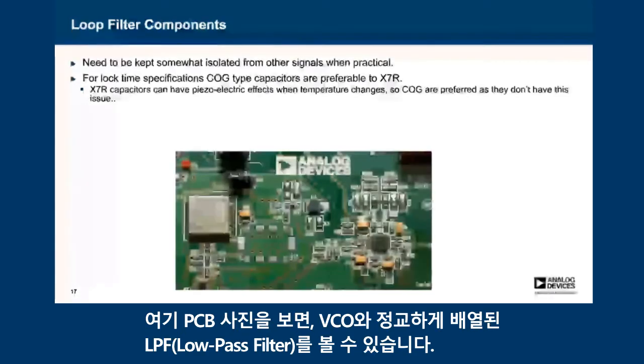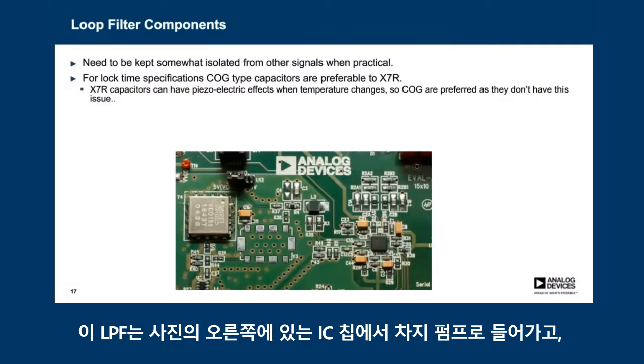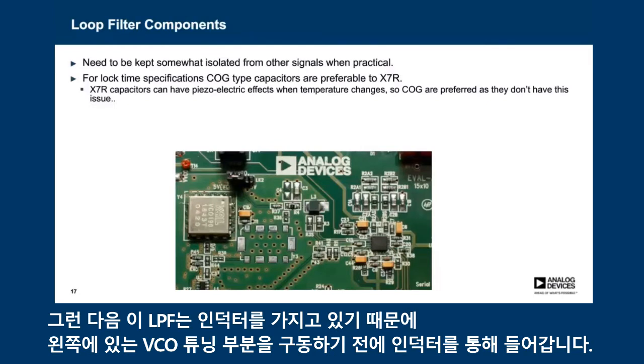So if we look here at a photograph of a PCB, we will see the VCO and then a rather elaborate arrangement of the low-pass filter coming from the IC chip here on the right-hand side of the photograph into the charge pump, and then coming in through the inductor here, because this low-pass filter has an inductor in it, and then before it drives the tuning port of the VCO on the left-hand side.